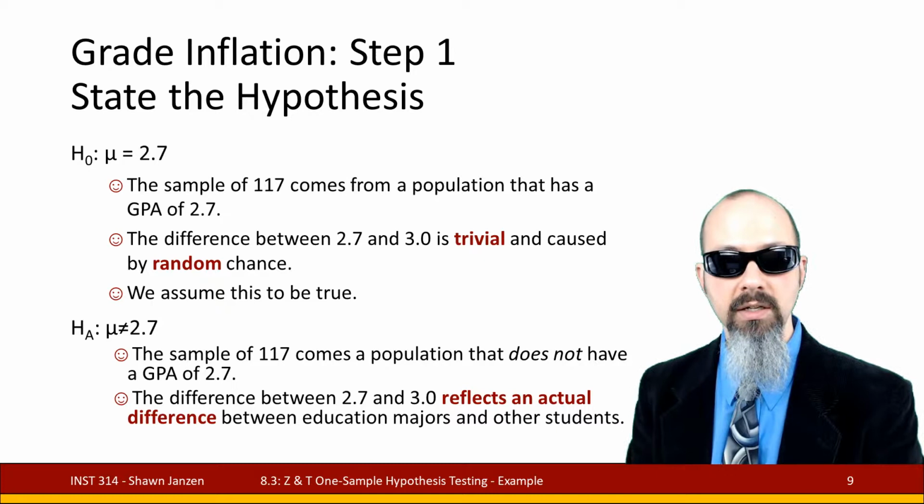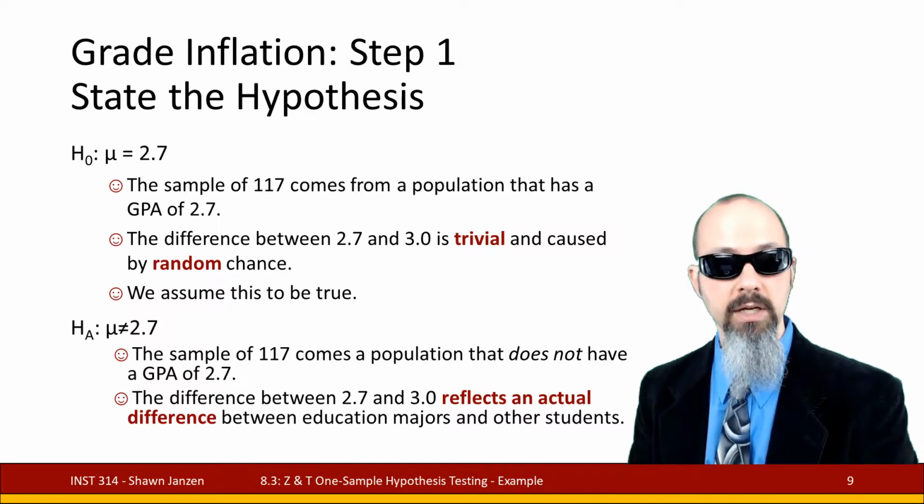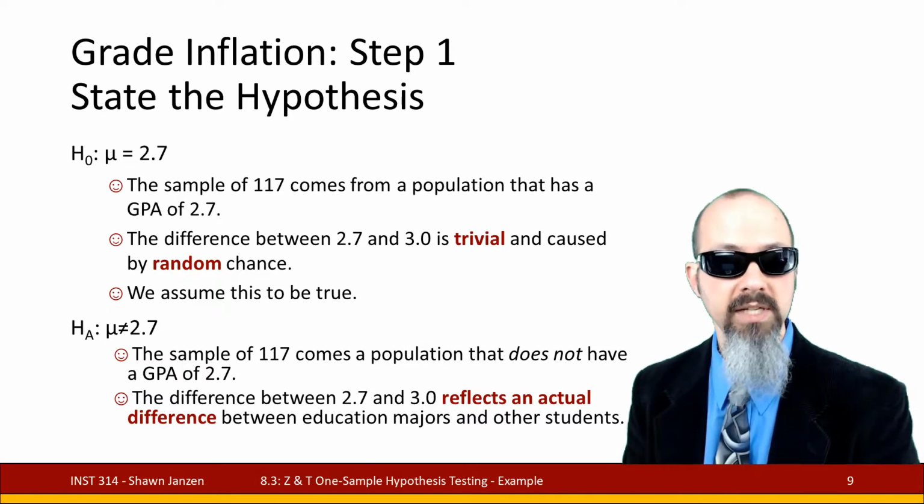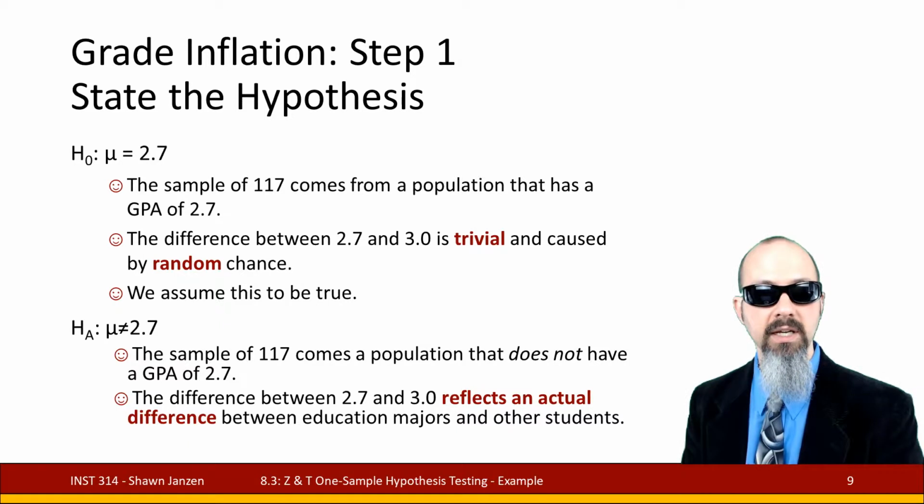So we can construct the null to say that mu equals 2.7, that the sample of 117 comes from a population that has a GPA equal to 2.7, and that any differences we're seeing between 2.7 and 3.0 are trivial and caused by random chance. This is the assumption that we start with as true.